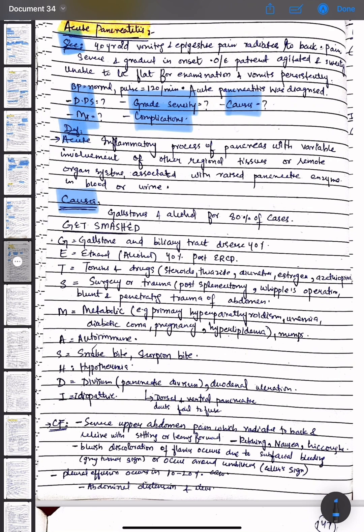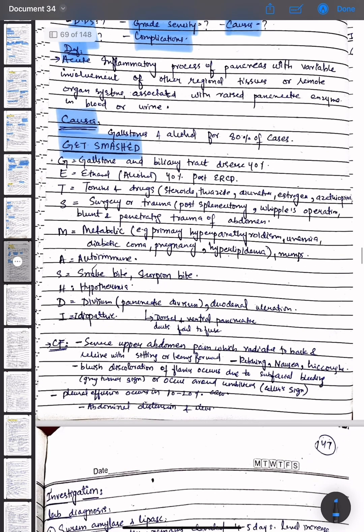It can be remembered from GET SMASHED. G is gallstones and biliary tract disease, 40%, E is ethanol, alcohol, 40%, and post ERCP. T is for toxins and drugs: steroids, thiazides, diuretics, estrogen, and azathioprine. S is for surgery or trauma: post splenectomy, Whipple's operation, blunt and penetrating trauma of abdomen. M is for metabolic, for example, primary hyperparathyroidism, uremia, diabetic coma, pregnancy, hyperlipidemia, and mumps. A is for autoimmune, S is for snake bite or scorpion bite, H is for hypothermia, D is for divisum, pancreatic divisum, duodenal ulceration, and I is for idiopathic.